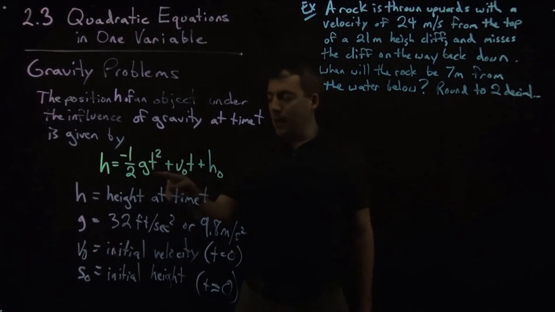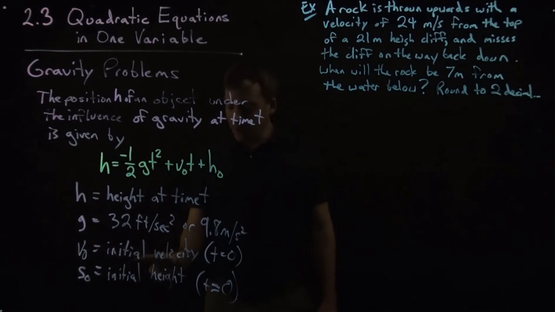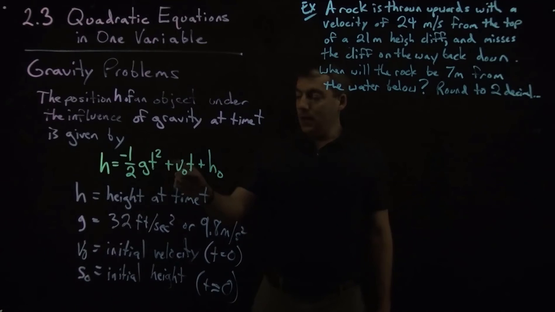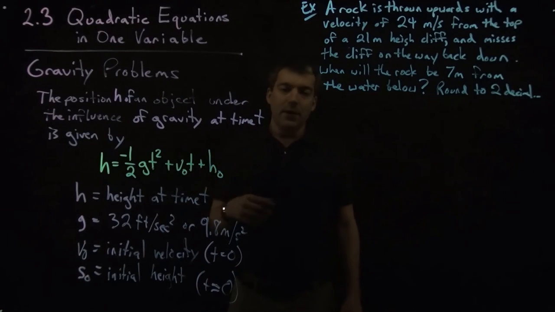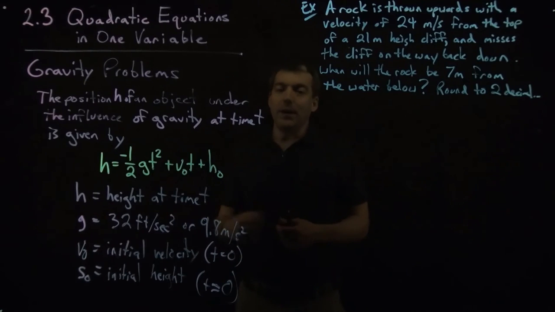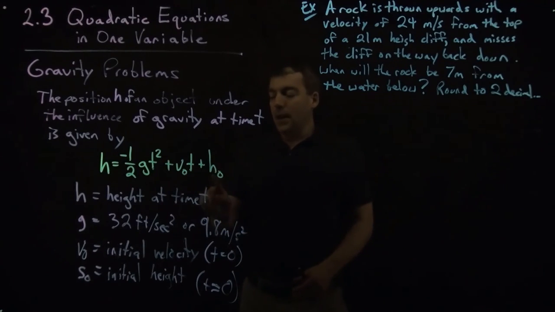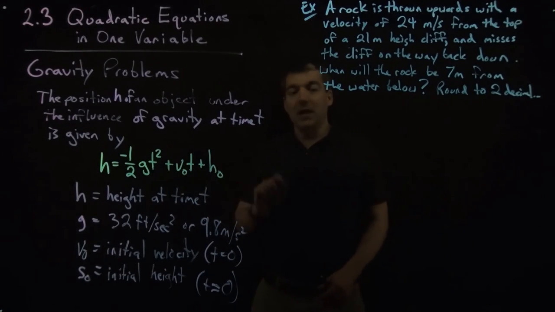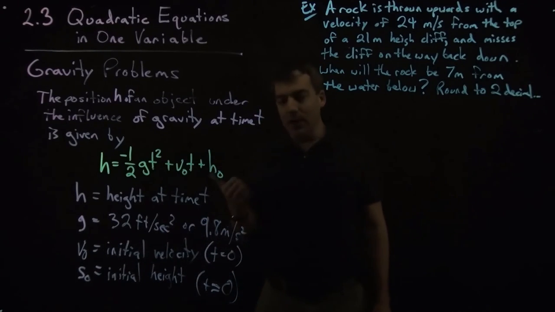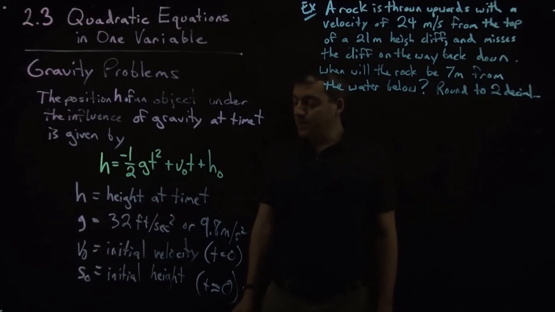T is, of course, time. V naught is the initial velocity of the object, so at time equal to 0, that would be the number that you put in here. The naught is just a subscript. It indicates that it's at the time equal to 0, velocity for the time equal to 0. H naught, same thing. This would be the initial position of the object. How high is it when we start the clock, so to speak.